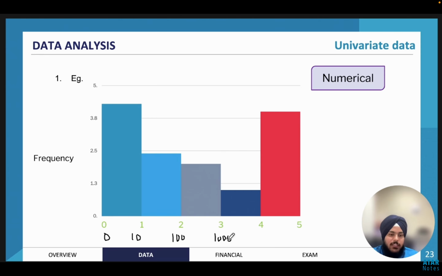So just the pattern here is 3 represents 10 to the power of 3. 4 represents 10 to the power of 4. 5 represents 10 to the power of 5, and so on and so forth. So this will be 10,000. So that's the actual value. We've just used 1, 2, 3, 4, 5 to simplify this, so that we can have them all on the same scale.